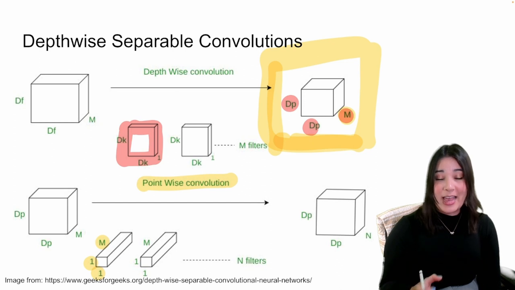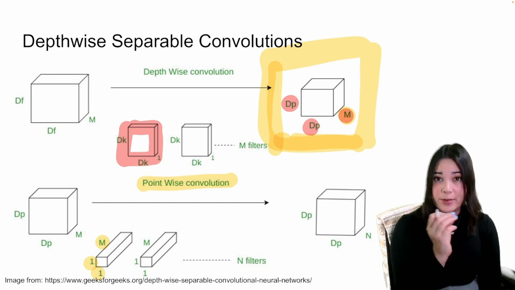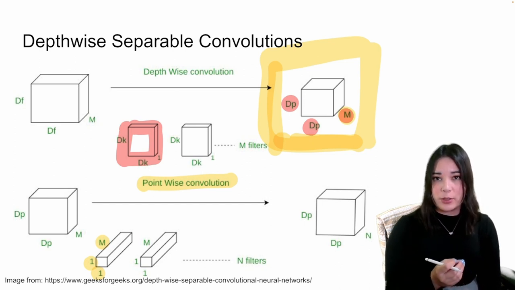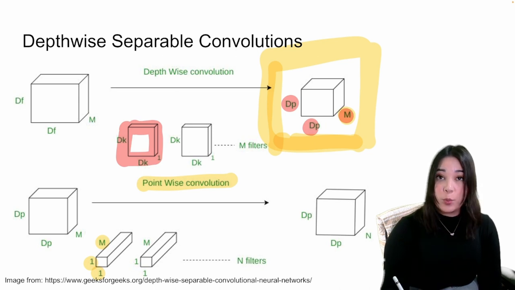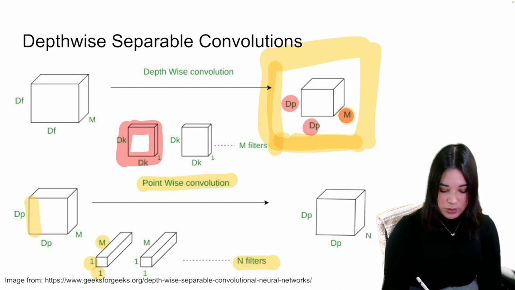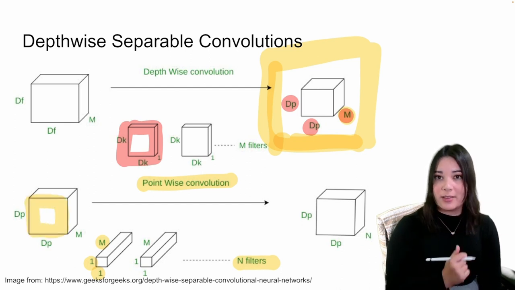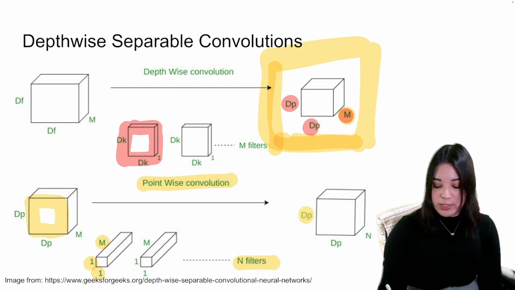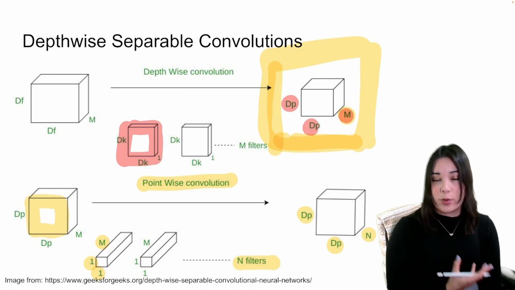These basically take the information that is separate for all of the layers in the previous convolution and combine them together. We'll have n of these 1x1xm filters, and we'll apply each of these filters to the output that we created in the last step. The resulting output will still be dp by dp, but now it will have depth n for the number of filters that we learned in this pointwise portion.